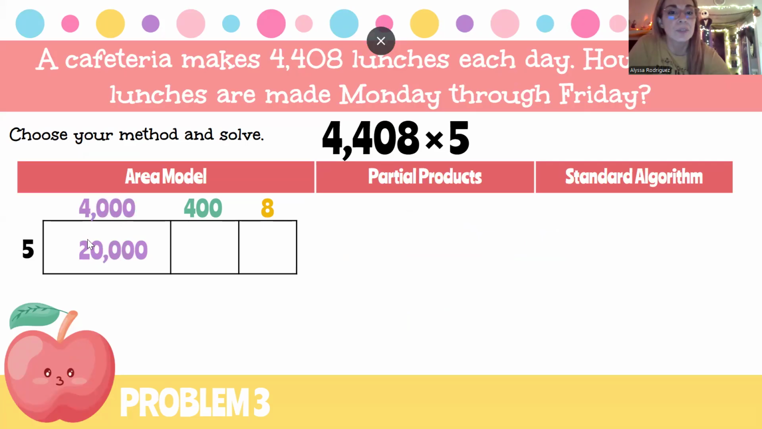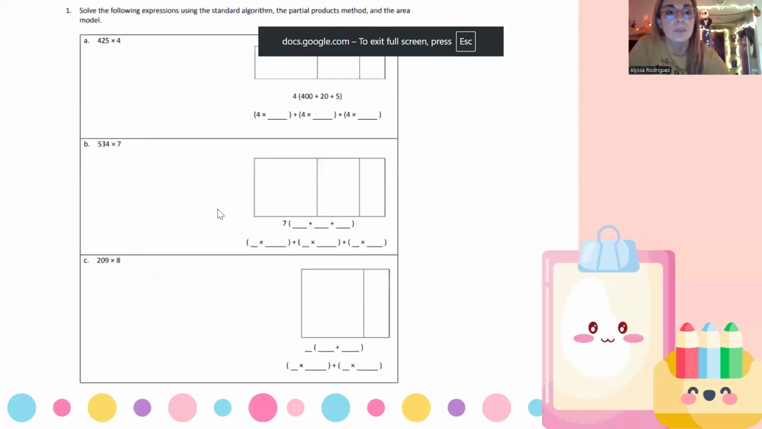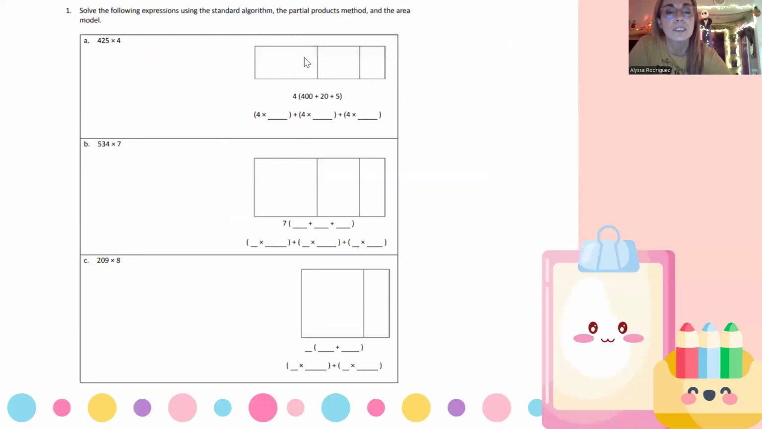Let me write it down for you. Problem set. We already did letter A together on number 1. We did this one together right now. So I want you to do B and C. Do B and C right now.